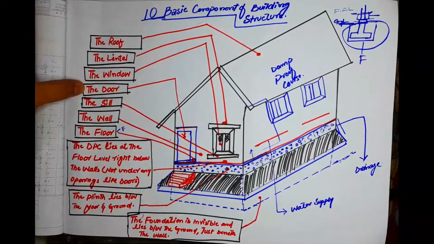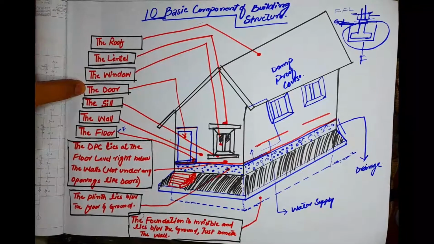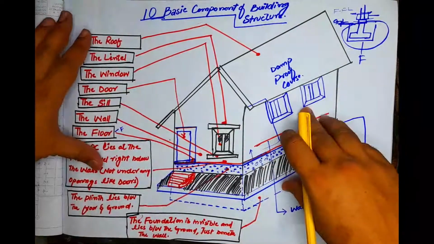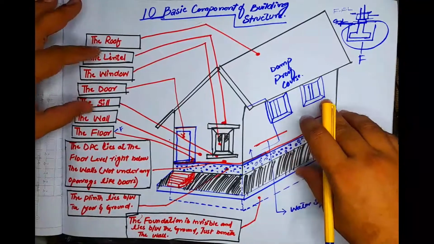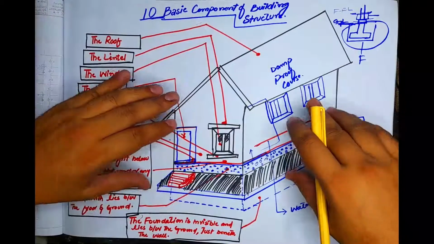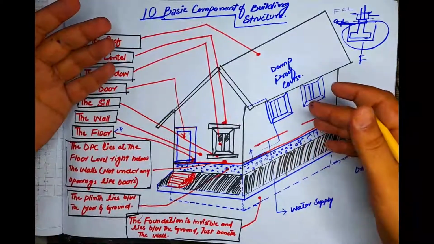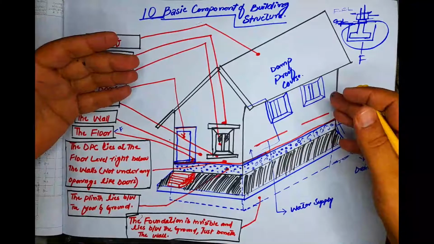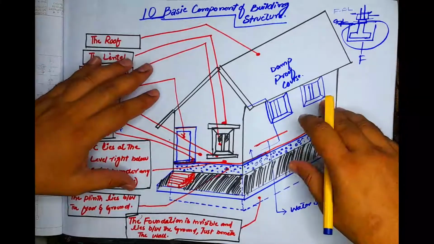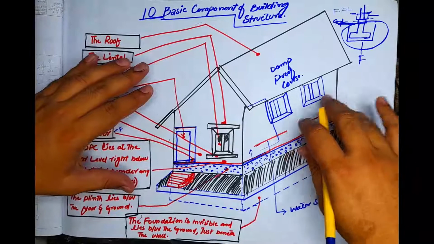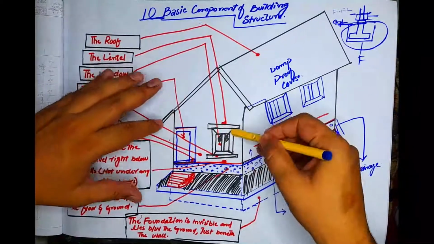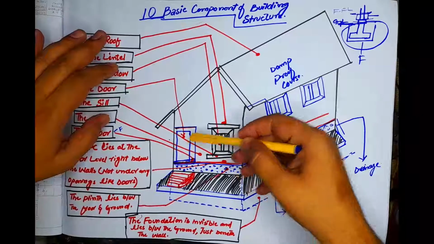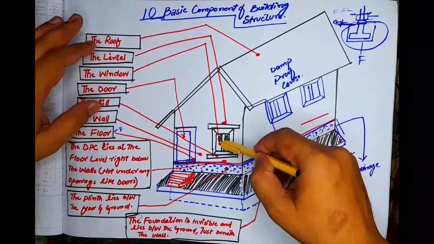Next are the openings, such as doors. Openings are normally provided in walls for entrance and for ventilation. For the purpose of opening, we can also use windows. This is also called an opening.